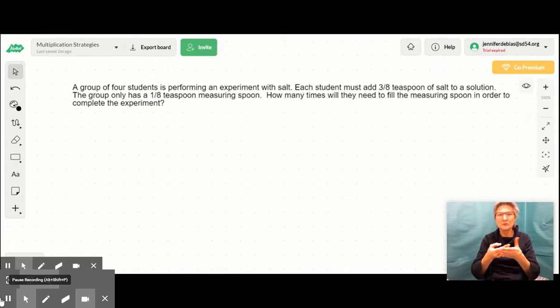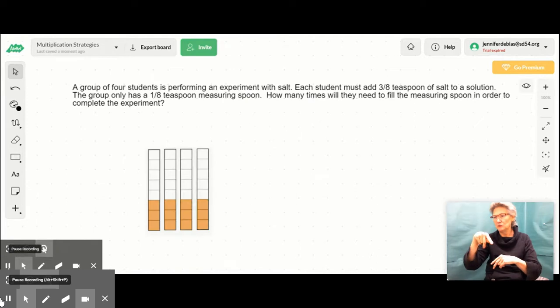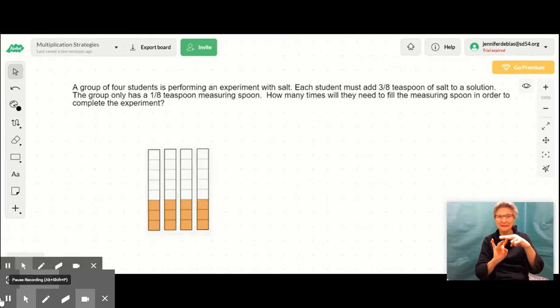So I'm going to draw out 3/8 of a teaspoon 4 times. So here I have eighths, right? And I have 3 of them shaded in. So this is representing 3/8 of a teaspoon. My whole is a teaspoon, and I have 3/8 colored in, right? And I did it 4 times because we know that 4 students are doing this.